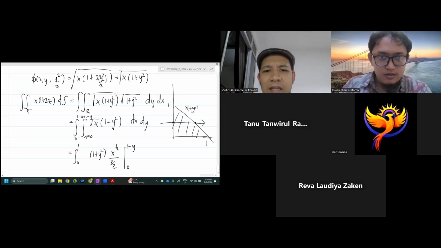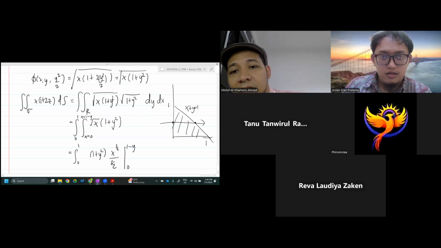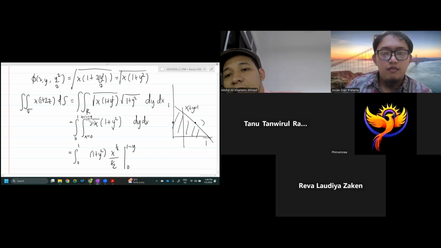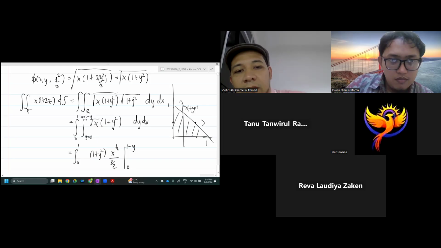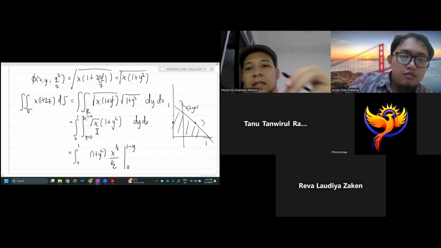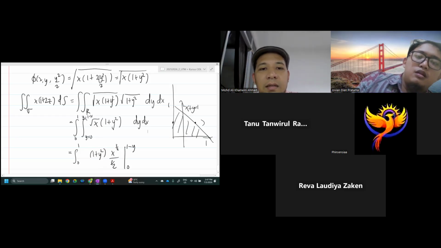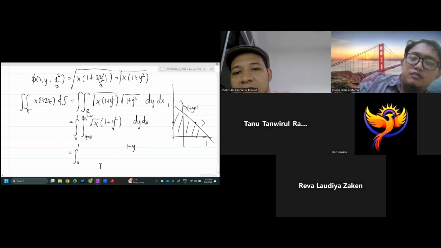I think you need to integrate with respect to y first, so that you get an easier form. So dy dx. Then you will have y equal to 0, and then here y equal to 1 minus x, because this is y equal to 1 minus x. This I think is much simpler compared to integrating first with respect to x.